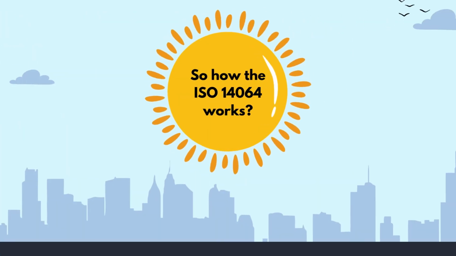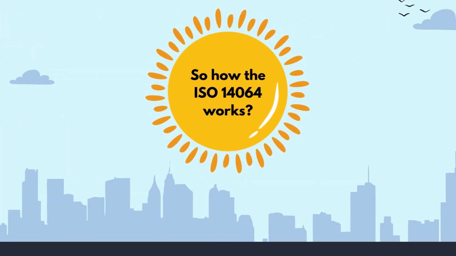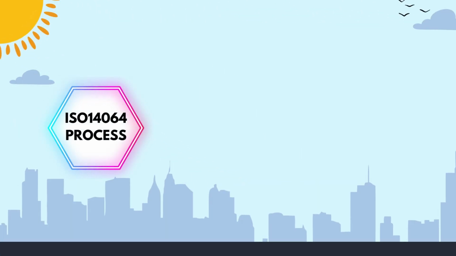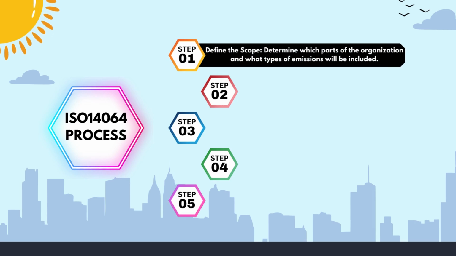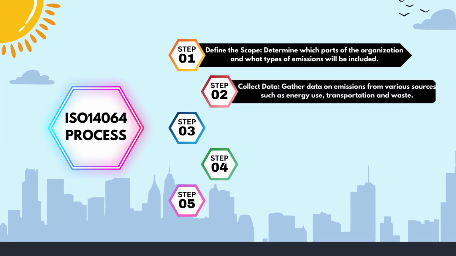So, how does ISO 14064 work? Now, let's break down how ISO 14064 works. The process typically involves several key steps. First, define the scope. Determine which part of the organization and what types of emissions will be included. Second, collect data. Gather the data on emissions from various sources such as energy use, transportation, and waste.